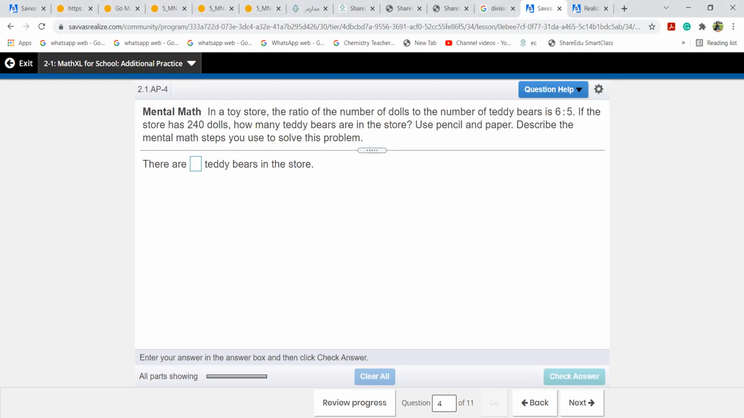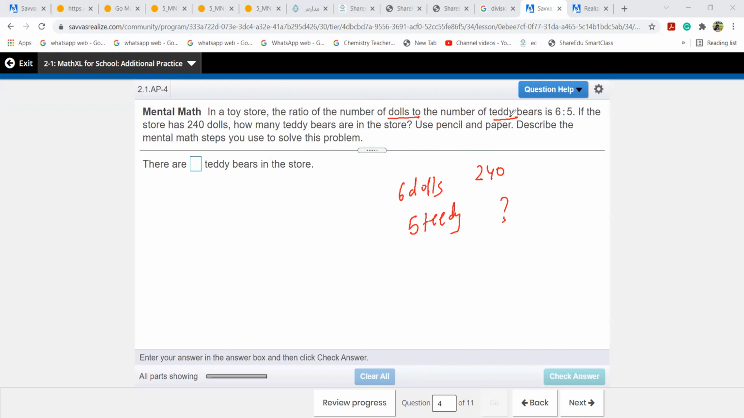Now see here. In a toy store, the number of dolls to the number of teddy, you have dolls to teddy is 6:5. That is 6 dolls. Every 6 dolls, you have 5 teddy bears. And what did they ask? Now, the store has 240 dolls. So how many teddies are there? Very simple, this one. In a toy store, the ratio of the dolls to the number of teddy is 6:5. 6 dolls to 5 teddy.